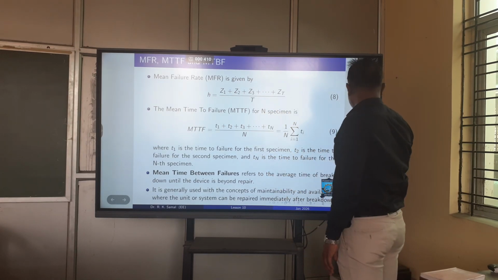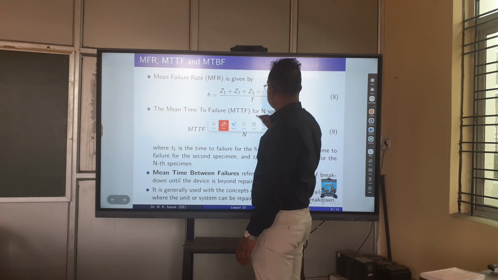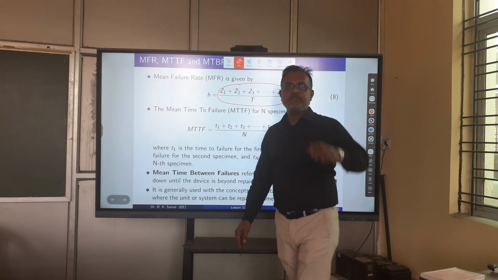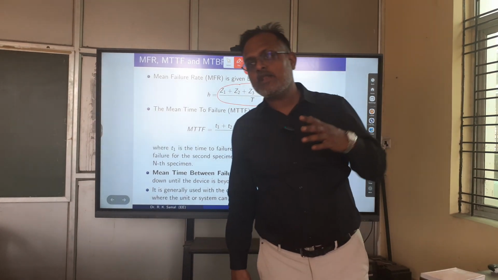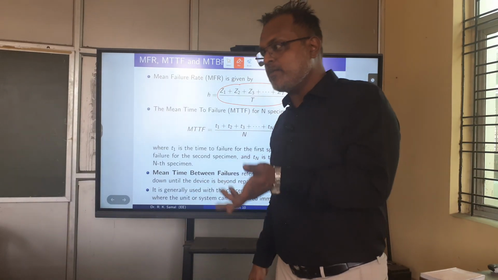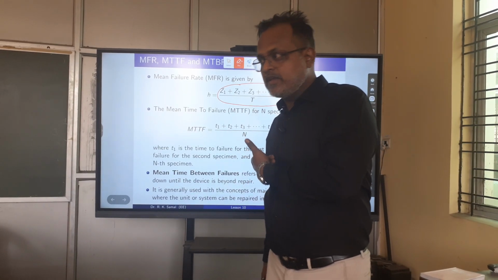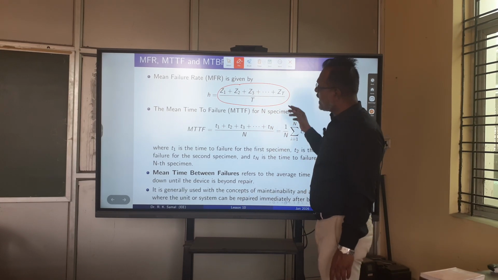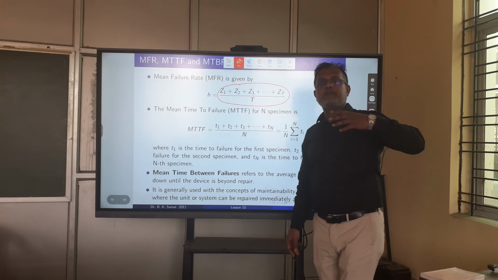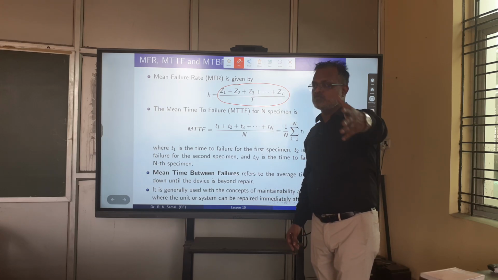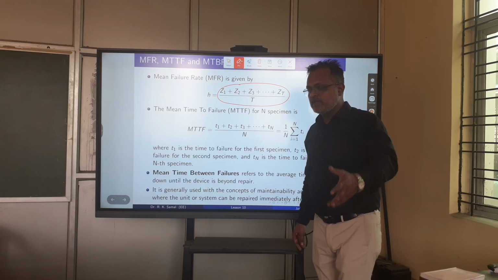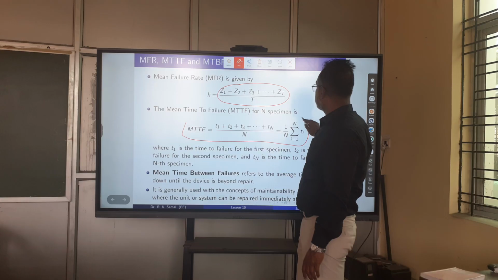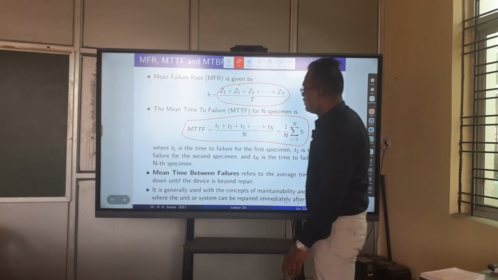So what is mean failure rate? Mean failure rate is the total failures divided by the total time interval. That means over every interval, the total number of failures divided by 19. The total number of intervals here is 19, so it was 19 hours. So the average mean failure rate is divided by this. Mean time to failure for the N specimens: suppose the first component takes 5 hours to fail, the second component takes 10 hours to fail. Likewise for all the components, what is the average time to failure? That is known as mean time to failure.